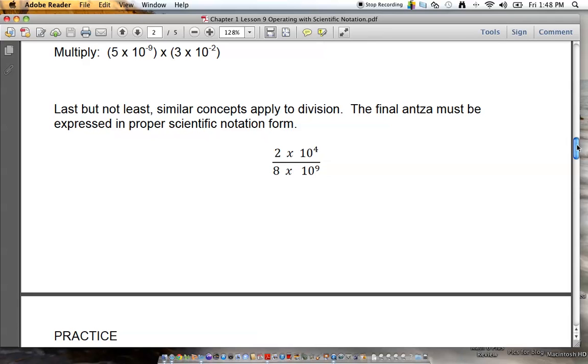Wait, which one do we do? You're doing it right here. 5 times 10 to the negative 9, 3 times 10 to the negative 2. Yes. It's like Chuck Medford sequence.